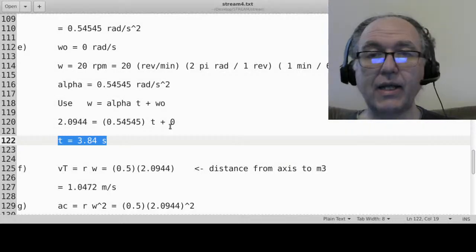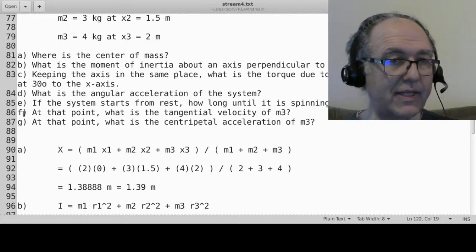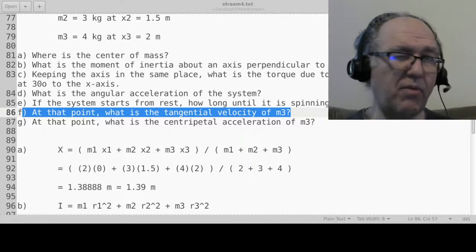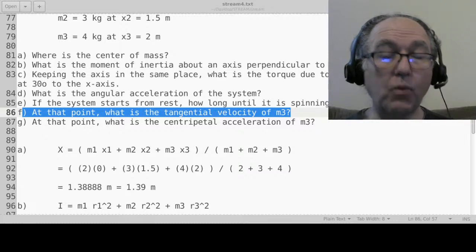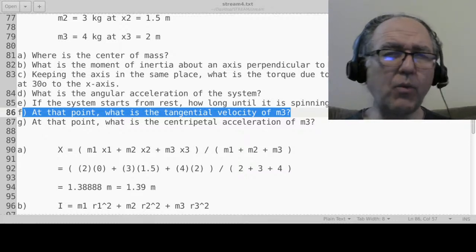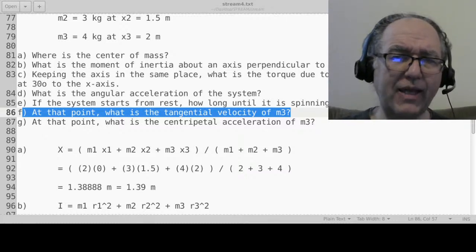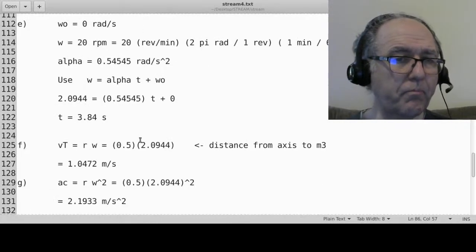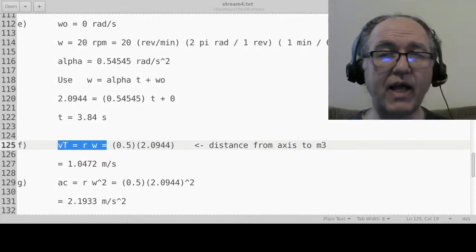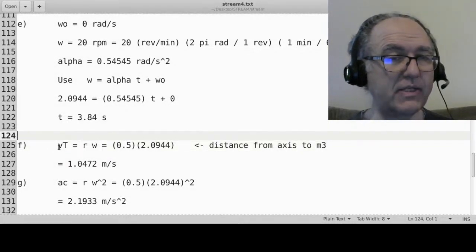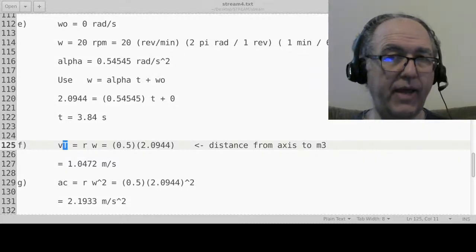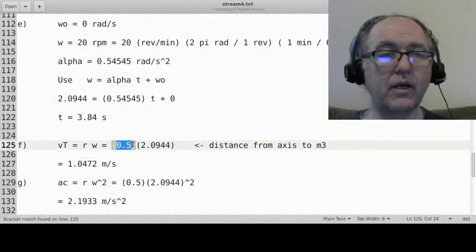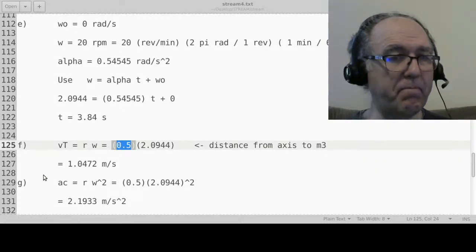All right. A couple more questions for this one, and then we can move on to the last one. At that point in time, after it's spun up to 20 RPM, what is the tangential velocity? Now we have the angular velocity, and there's a relationship between the angular velocity and the tangential velocity, and that's this formula right here. The tangential velocity v_t, I can't do a subscript, but this is v subscript t, is equal to r times omega. Well, what is r? Let's go back to the diagram.